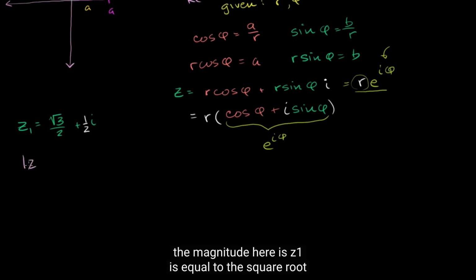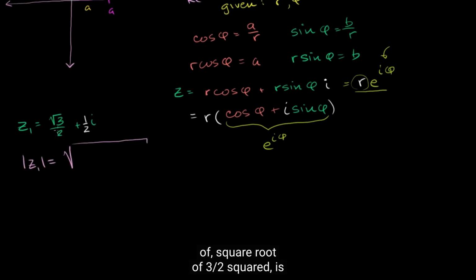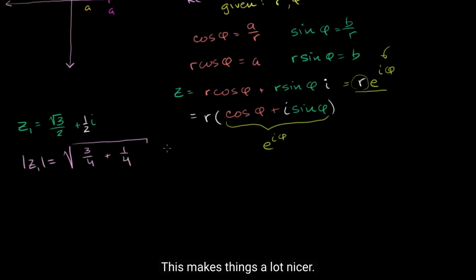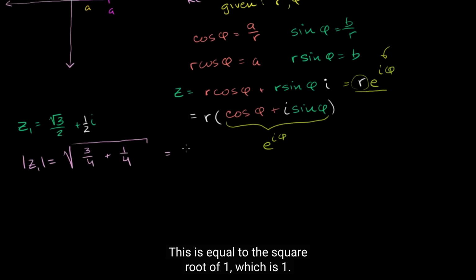The magnitude of z1 is equal to the square root of the square root of 3 over 2 squared, which is 3 over 4, plus 1/2 squared, which is 1/4. This makes things a lot nicer. This is equal to the square root of 1, which is 1. And now let's draw it on an Argand diagram to visualize the argument.